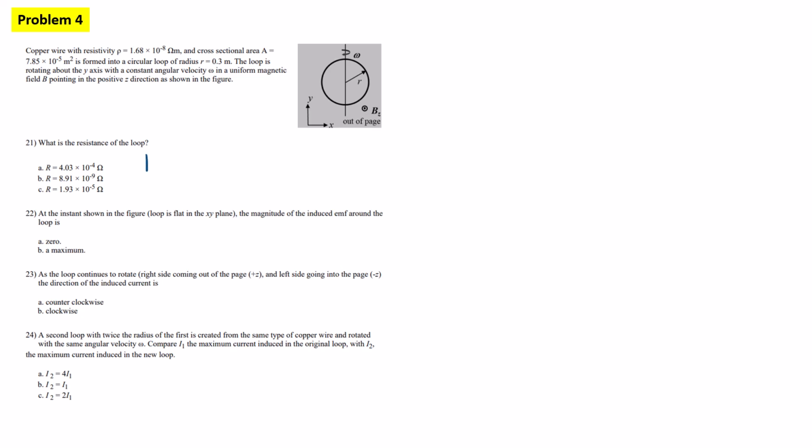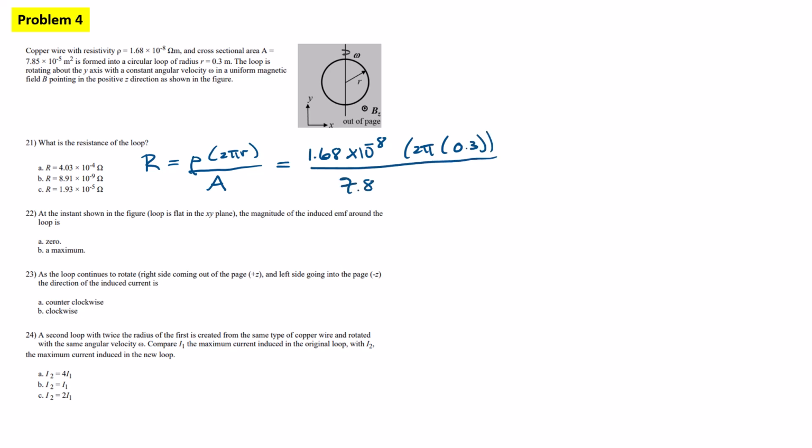All right, the value of the resistance, if you're given the resistivity, is given by that resistivity multiplied by the total length of this wire. In this case, the length is just the circumference of the loop, divided by the cross-sectional area of the wire that we're using. And that's the value that we're given over here. So all we need to do here is just substitute in our numbers, 1.68 times 10 to the minus 8, multiplied by 2 pi, multiplied by 0.3, all of this over 7.85 times 10 to the minus 5. Okay, you do all the algebra, you should get 4.03 times 10 to the minus 4 ohms. That means that A is the correct answer for this one.